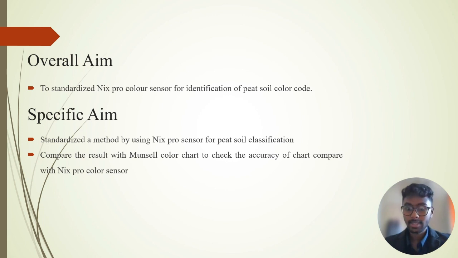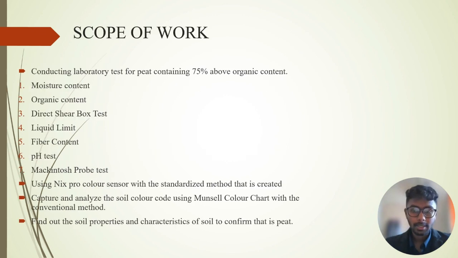The scope of work for this project is conducting laboratory tests for peat soil containing above 75% organic content. The tests are moisture content, organic content, static shear box test, liquid limit, fiber content, pH test, and finally the Macintosh probe test. I will also be using the NIX Pro color sensor with a standardized method to get the results, and I will capture and analyze the soil color code using the Munsell color chart, which is the conventional method. And finally, I need to confirm that the soil I have is peat soil.